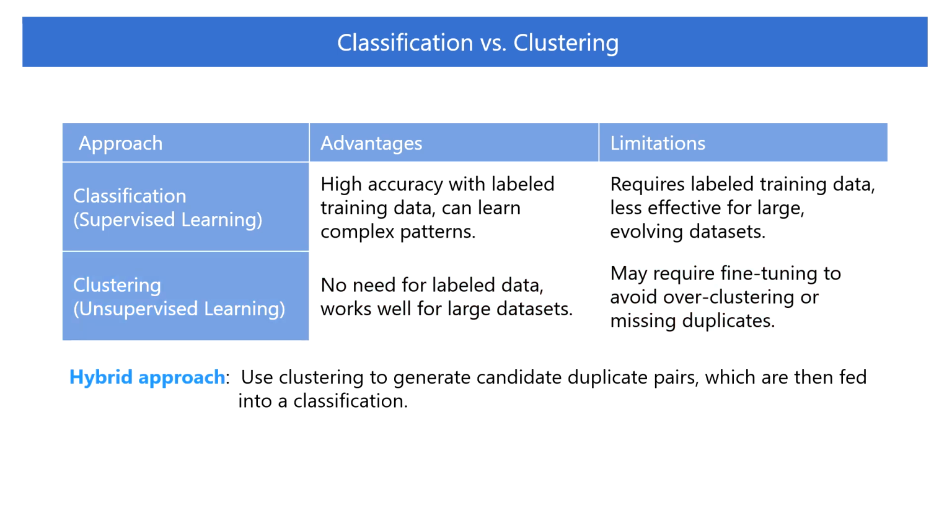In practice, a hybrid approach is often the best solution. Clustering can be used to generate candidate duplicate pairs, which are then fed into a classification model for more precise decision-making. By integrating fuzzy matching, classification, and clustering, organizations can effectively detect and resolve duplicates, ensuring data quality while reducing manual effort.